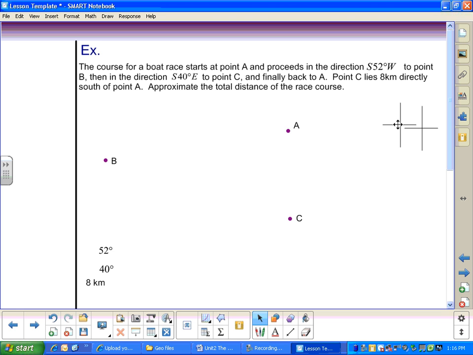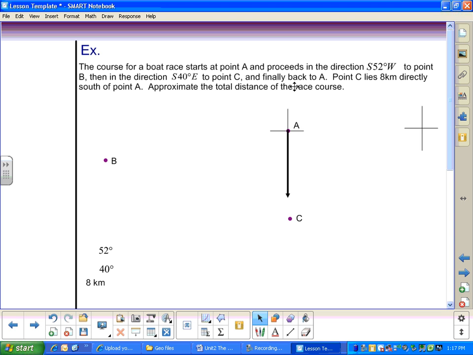Now, one of the things that I always want you to do when you're working with a bearing problem, I want you to draw the little crosshairs of the compass every single time you're trying to figure out a bearing. Okay, so we know that the race starts at point A and it proceeds in the direction of south 52 degrees west. So let's draw a little arrow for us facing in the south direction. Don't you guys draw that arrow, but think about it with me for a second.